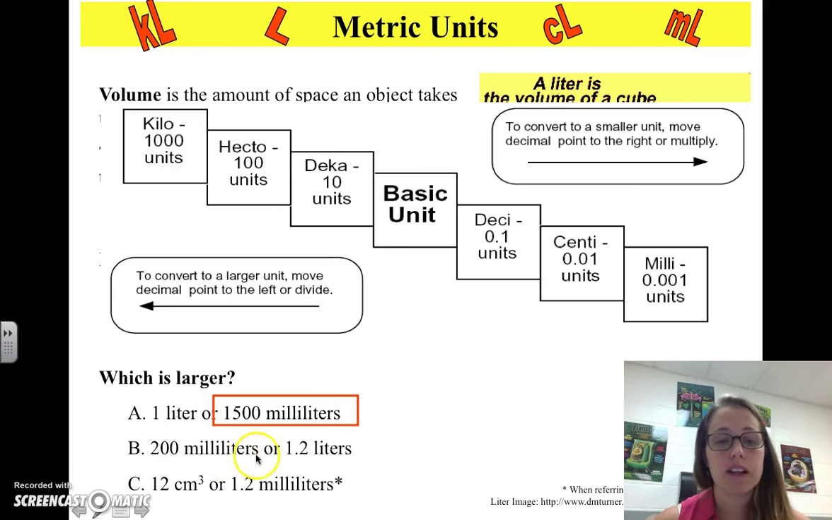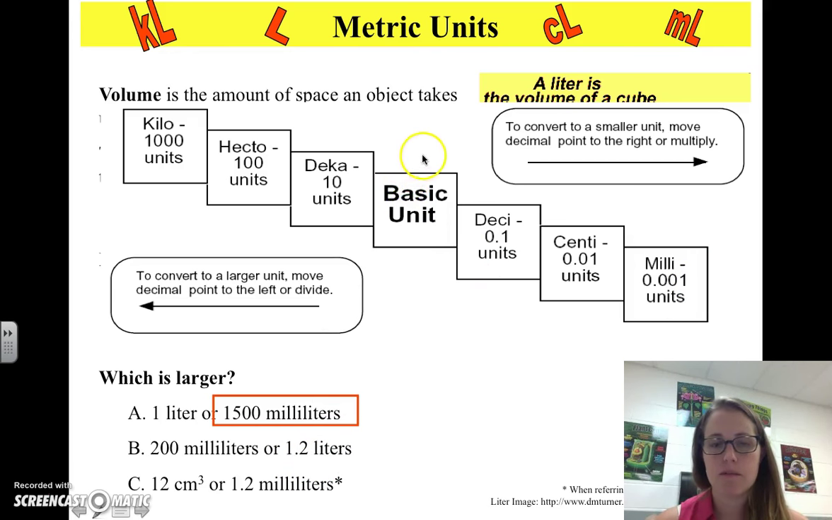So 200 milliliters or 1.2 liters. Again, we're doing the base unit and milliliters, so you can take your pick which way you want to go. Since we went this way last time, we're going to go this way this time. That means we're going to change the liters into milliliters. So here's our liters. It's 1.2.